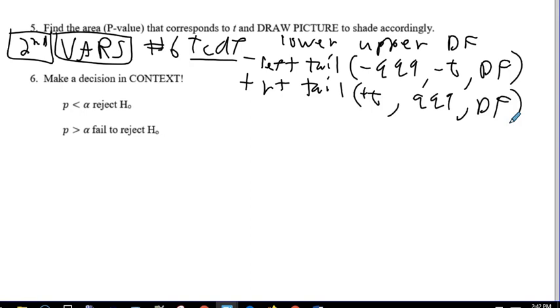And then last step, we compare it to alpha, and we're either going to reject the Ho or fail to reject the Ho, the null hypothesis. And we're going to write out that statement again that we've been doing all semester.